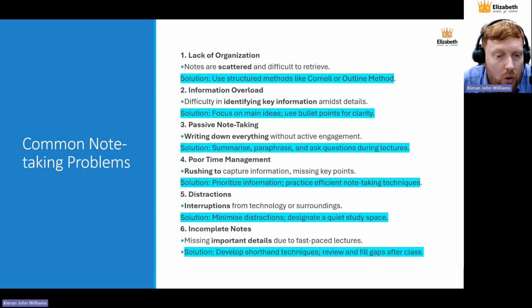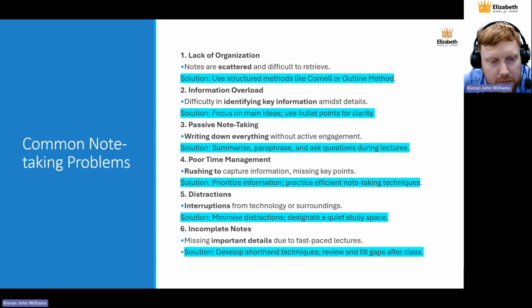One further problem can be the idea of distraction. These can be things which are interrupting your work, like technology or surroundings. So try to minimize your own distractions as much as possible. It could be turning off your phone, or removing your earbuds from your ears while you're in class. That might be a good idea. But just make sure that you do have a nice, quiet, steady space.